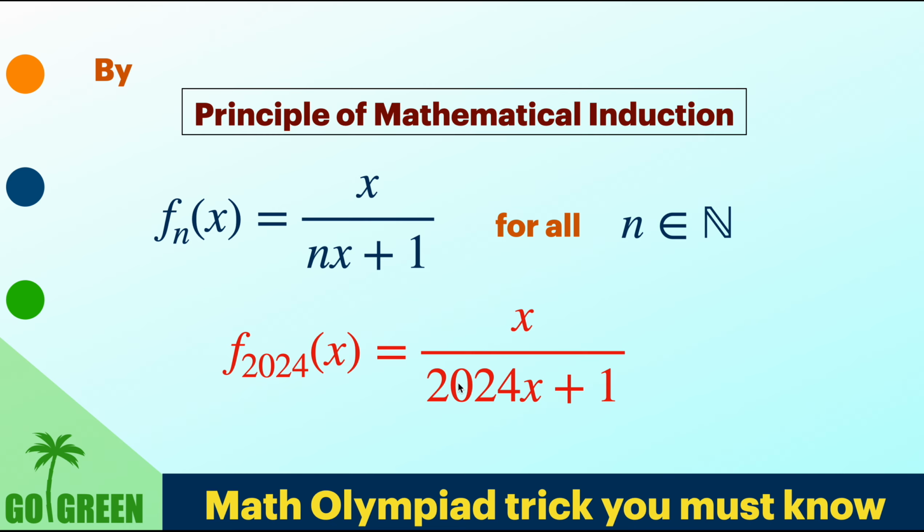That is obvious, right? Just put n equal to 2024, and this is the final answer.